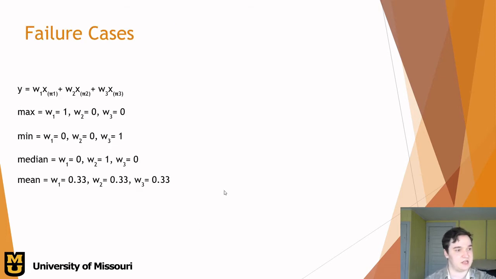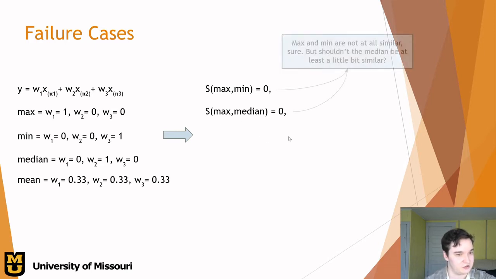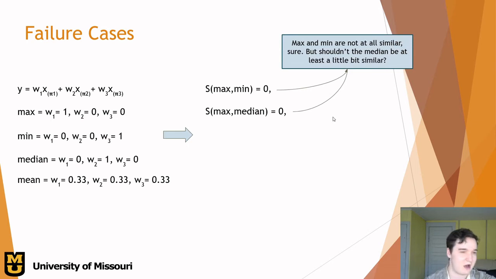Here are some failure cases as to why the Euclidean distance doesn't work for LOSs. We've got the max, min, median, and mean here, and we can represent those just with the coefficients on this equation here. If we do the Euclidean distance on some of these values, we get that the similarity between max and min is 0. That seems reasonable. A maximum and a minimum are probably as different as you can be for a linear order statistic. But the similarity between the max and the median is also 0, and that seems a little weird. You would imagine that the median is somehow going to be closer to the max than the min is, but this is not reflected in the Euclidean distance.